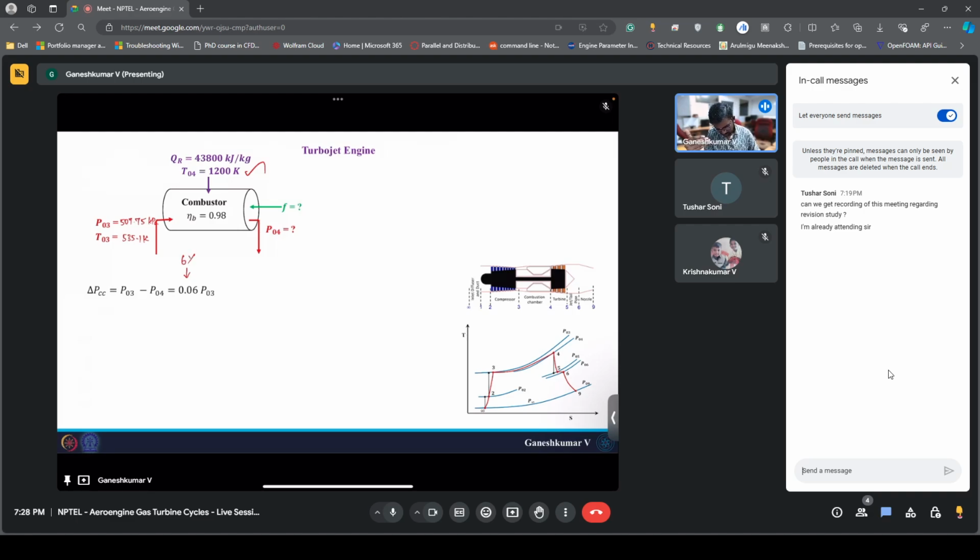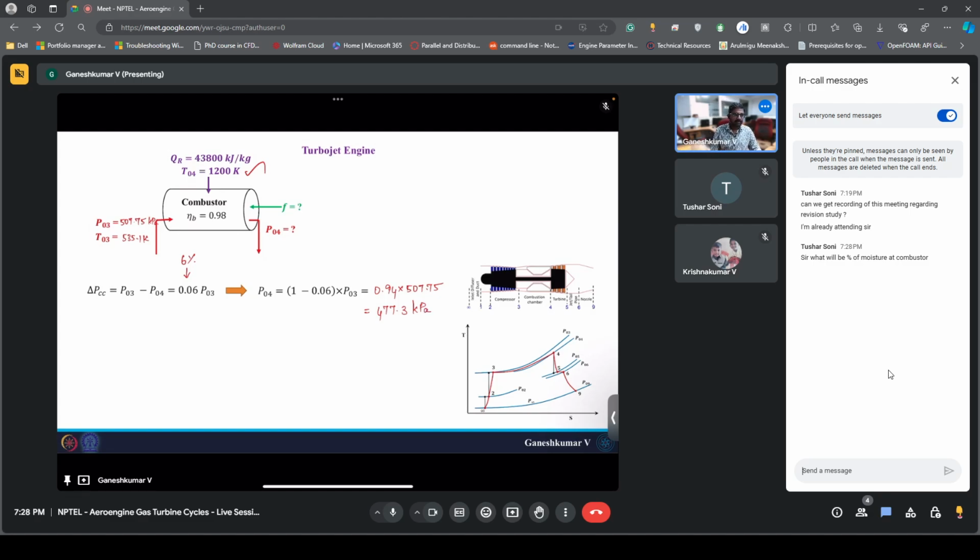Now, if you rearrange this equation, P04 would be equal to something like 0.94 times P03, which we already know is 507.75 kilopascal. And how much would this be? It will be a little less than 507.75 kilopascal, so it might come around 477.3 kilopascal.